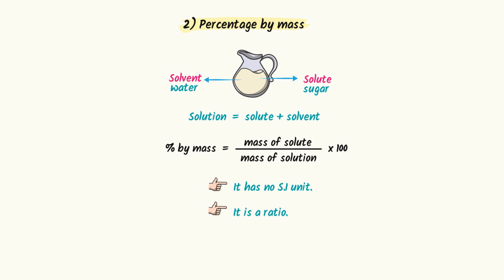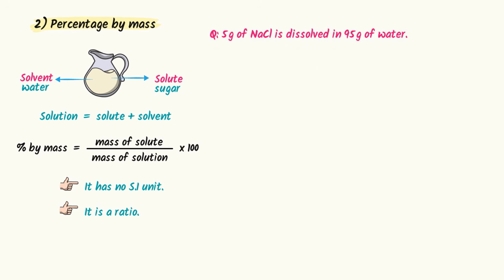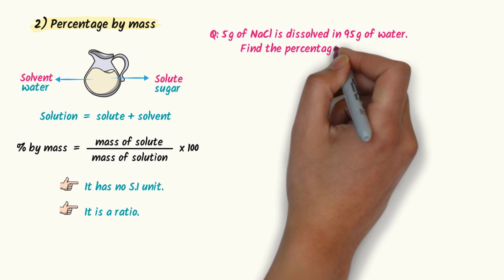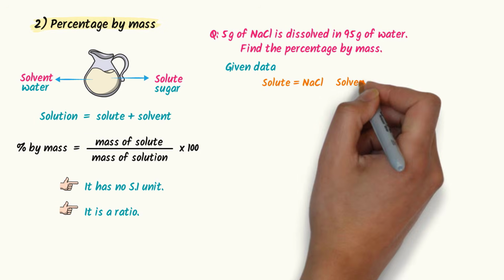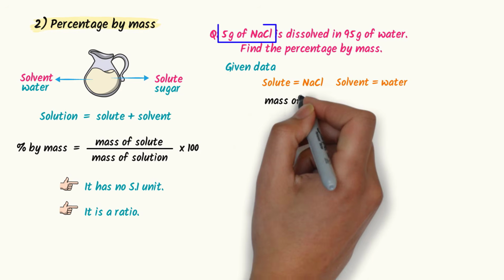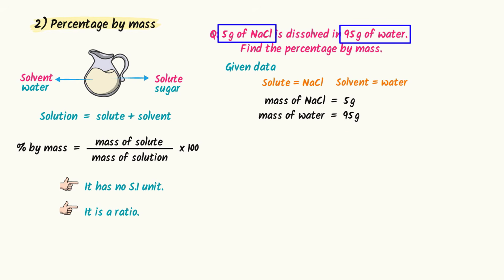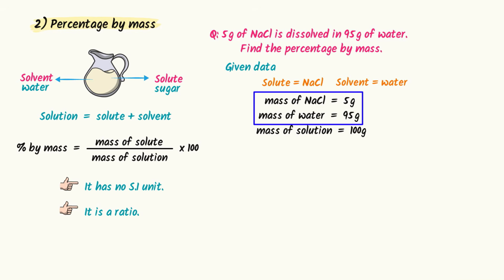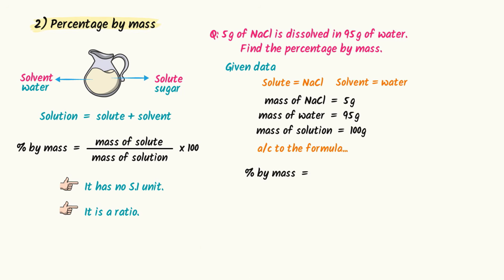For example, consider this question. 5 grams of sodium chloride are dissolved in 95 grams of water. Find the percentage by mass of sodium chloride. Well, I write the given data. Here, sodium chloride is a solute and water is a solvent. The given mass of solute is 5 gram and the given mass of solvent is 95 gram. We know that solution mass is equal to mass of solute plus mass of solvent. I get 100 gram.